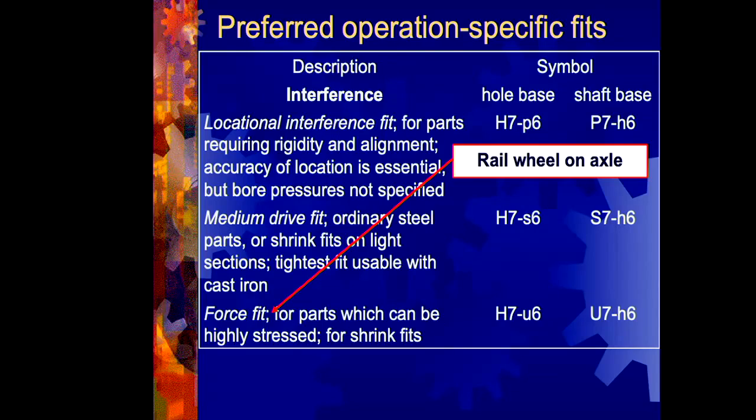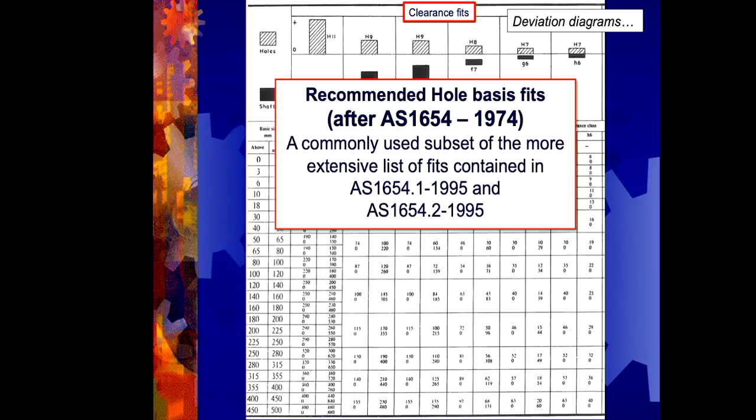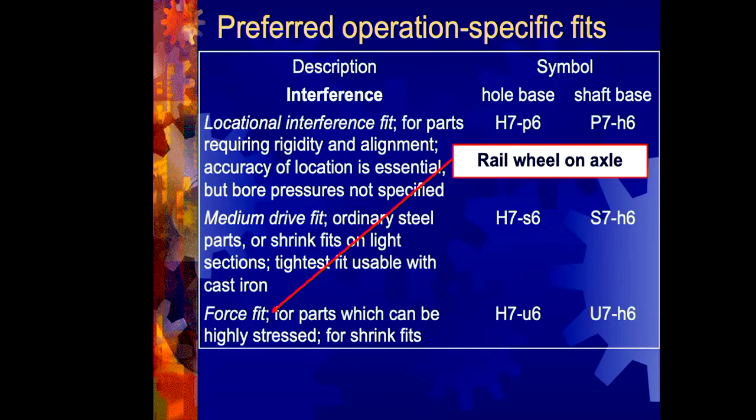For interference fits, I won't go through the same process. You can see it's all there. The words are there. Sorry, there isn't a clean version of this. Perhaps I should get rid of rail wheel on axle for the first version. But again, the worst you'll have to deal with in this subject is having to refer to the words for a symbol. That's it.